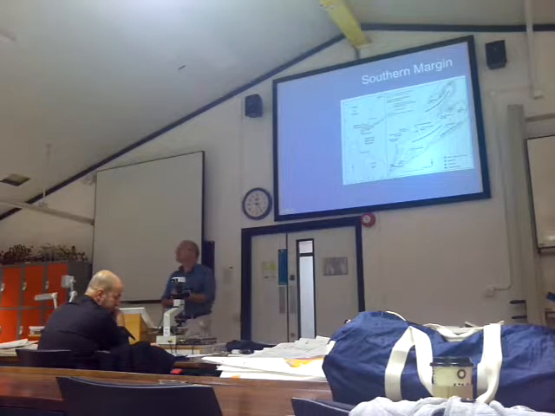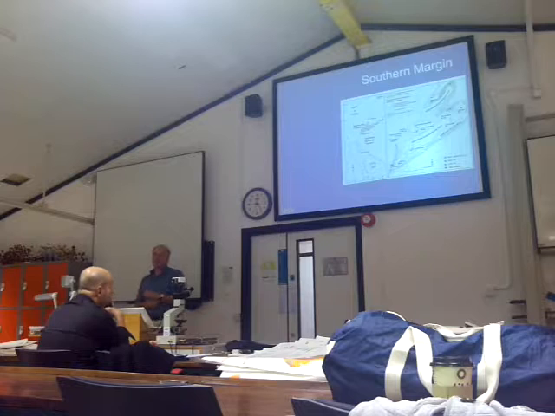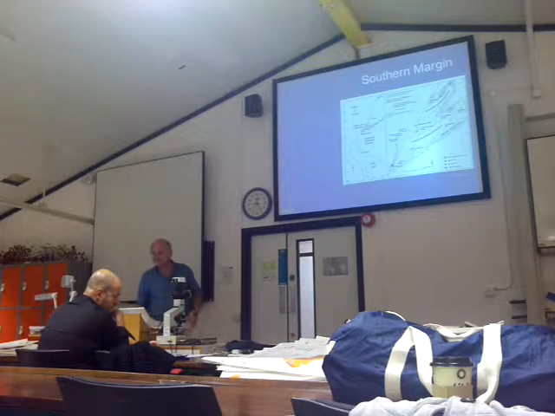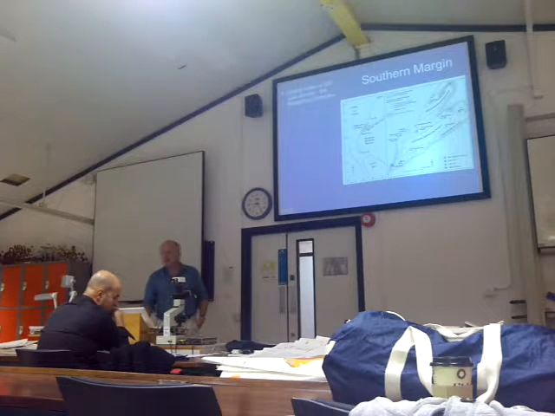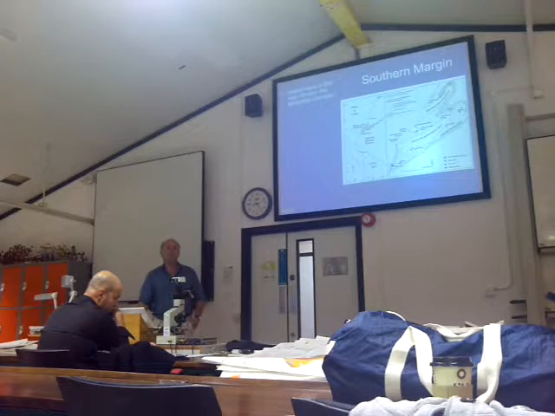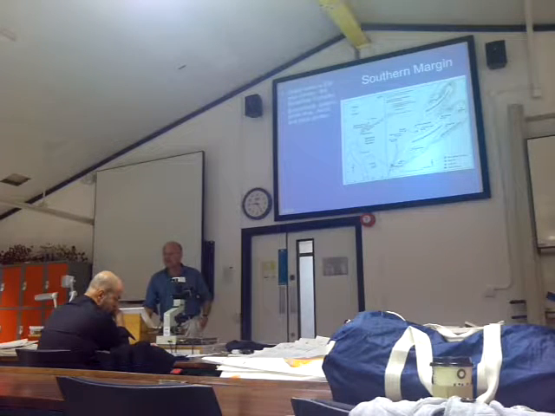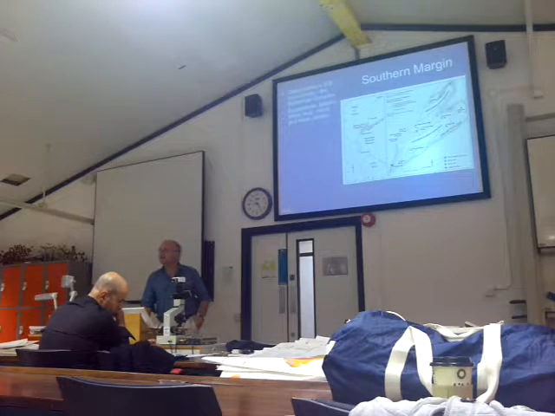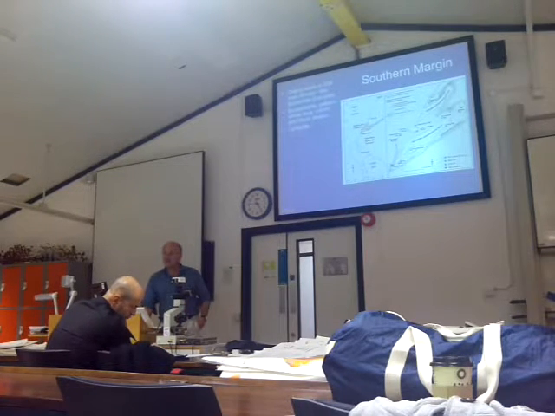Okay, so we'll now move on to the southern margin of the Midland Valley. The oldest rocks in the southern margin are in the southwestern part, near the town of Girvan, called the Ballantrae Complex. This contains serpentinites, gabbros, pillow lavas, cherts, black shales, oceanic lithologies suggesting an ophiolite.